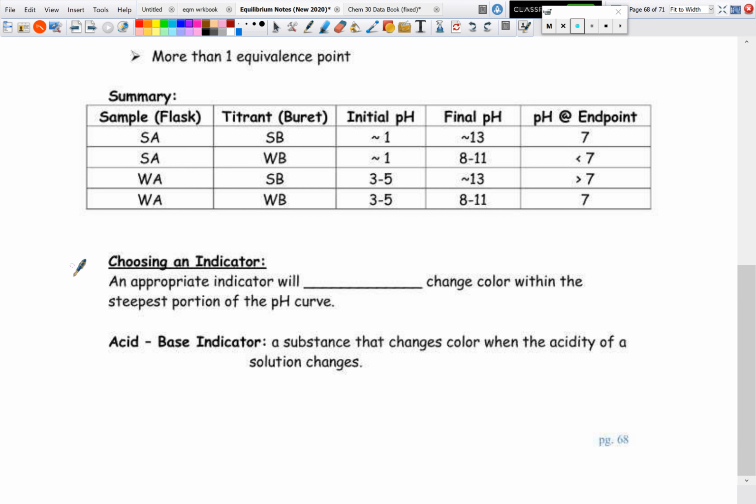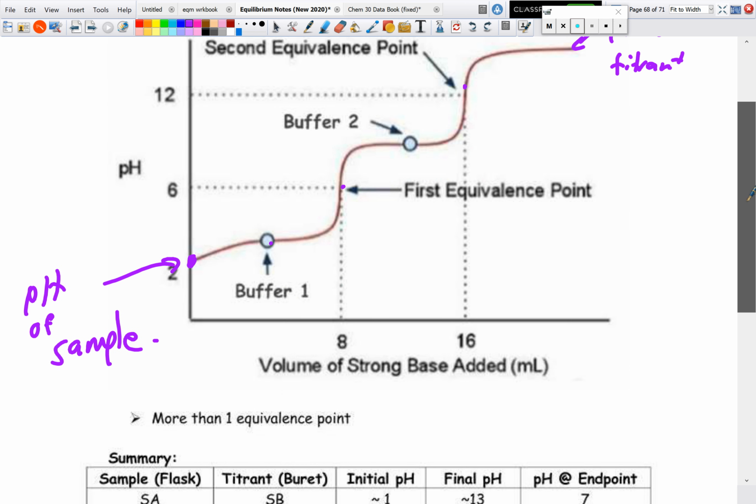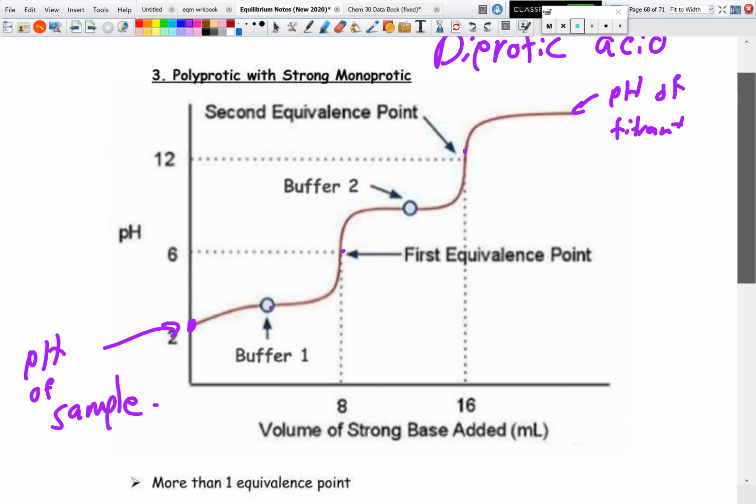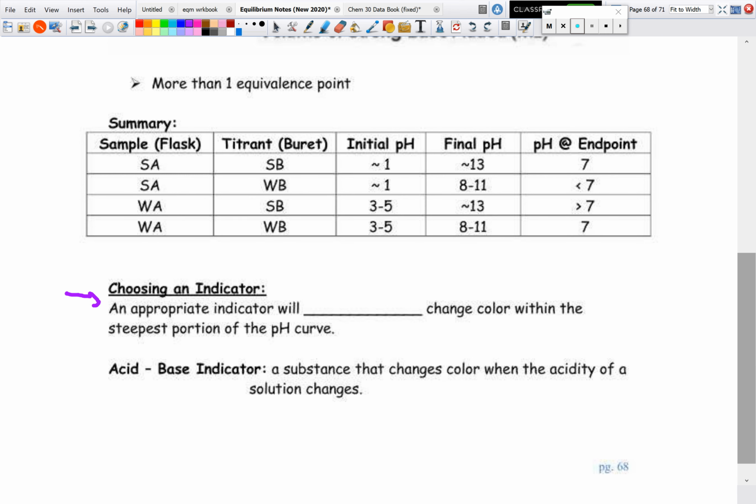So, last but not least, choosing an indicator for these reactions. If we're looking at an indicator, and you guys have done this with acid-base reactions before, it's basically one drop during our titration and we get a permanent color change. So an appropriate indicator will completely change color within the steepest portion of our pH curve.